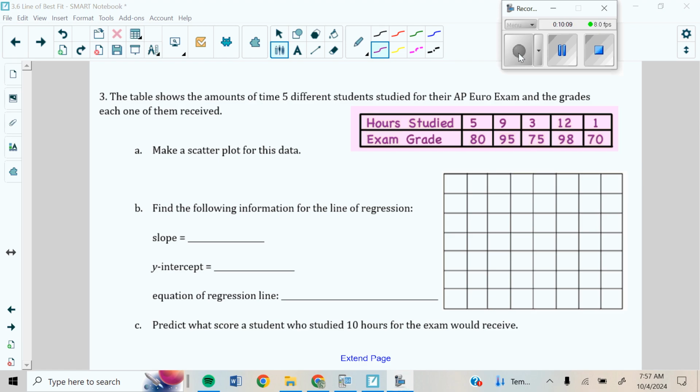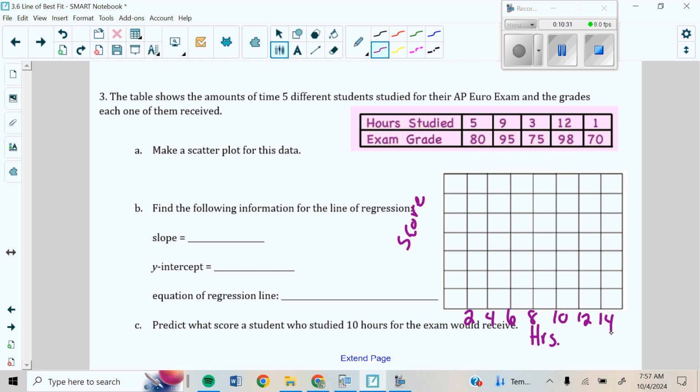We're going to put hours studied on the bottom. And then on the side, we're going to write our score. Now, obviously, because it starts at 1 and it goes up to 12, we don't have 12 across. So we're just going to count out by twos. 2, 4, 6, 8, 10, 12, 14.